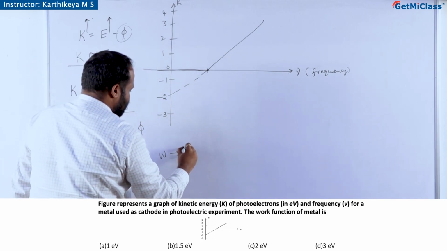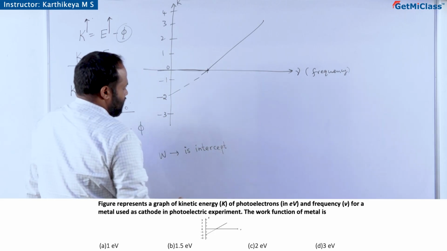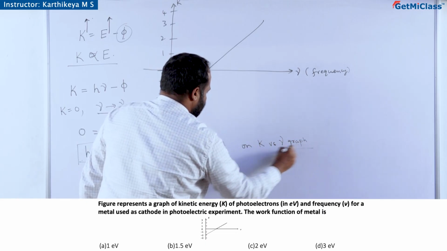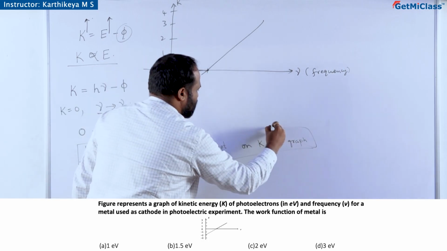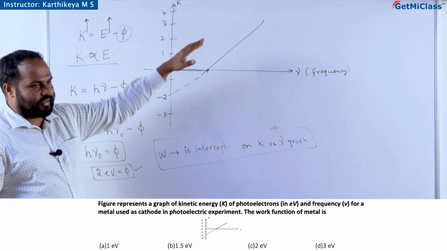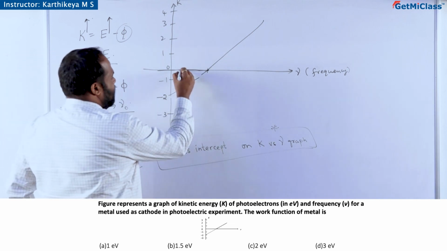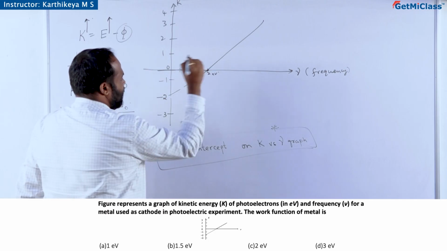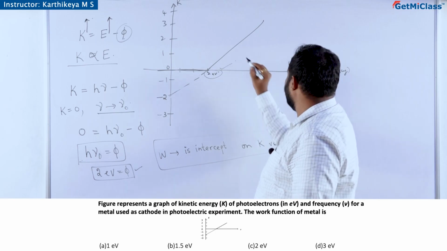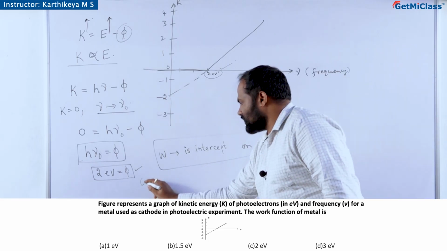Work function is a intercept on kinetic energy versus frequency graph. This is how the calculation goes. Okay. So, as you can see, the intercept, it has got a constant slope. Intercept is -2, that is a work function, because as it comes here, the frequency corresponds to the energy 2 electron volt from here. So, that is how we take the work function to be 2 electron volt, which is option C.